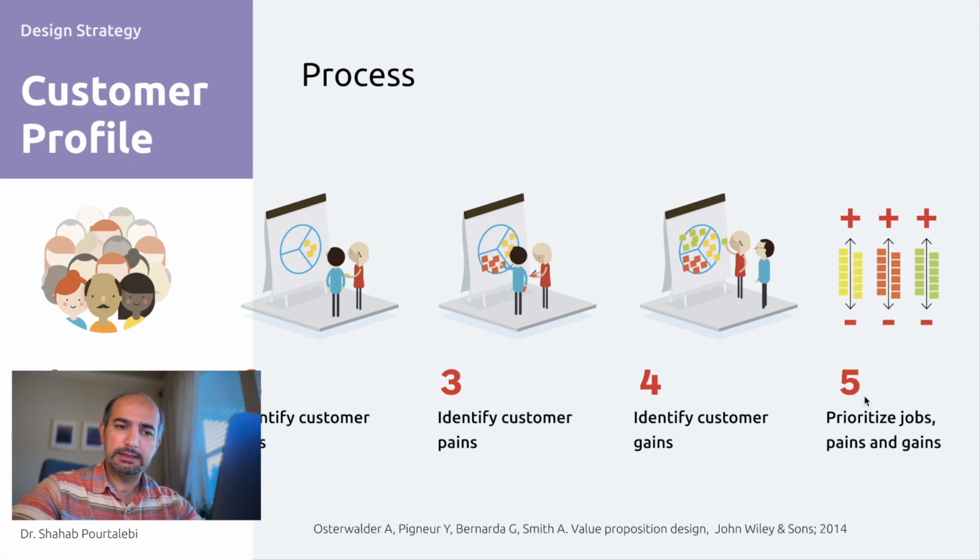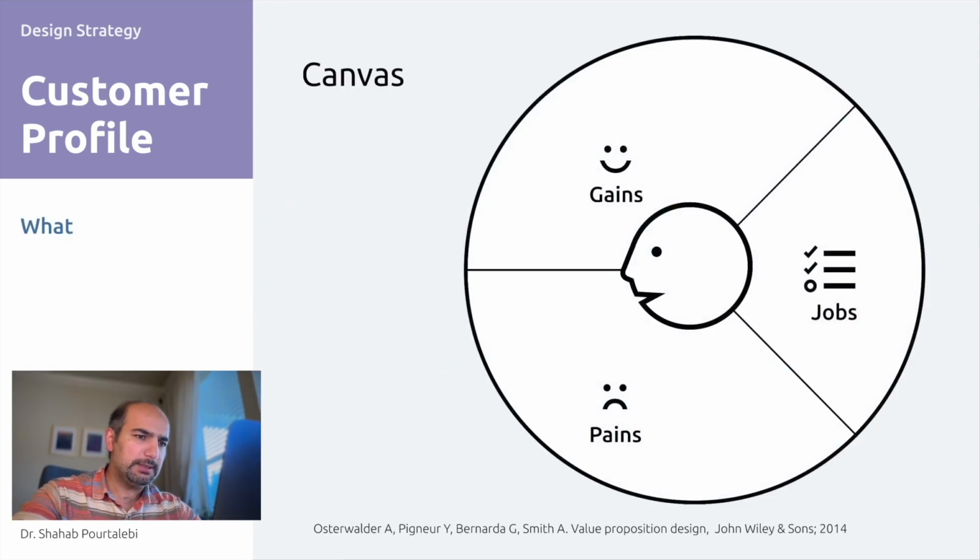But the next step would be prioritization of these jobs, pains, gains. These are the things that we collected from our users through our user study. But now let's focus on this canvas. Jobs is the first thing that we're gonna start. Then we're gonna go to pains and gains in the next videos. This recording is more about the jobs, the users' or customers' jobs.